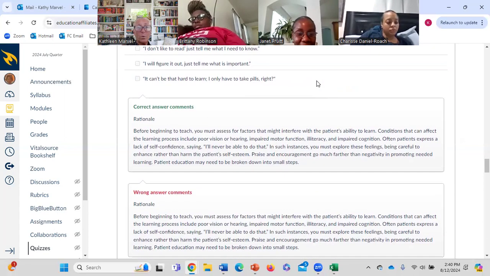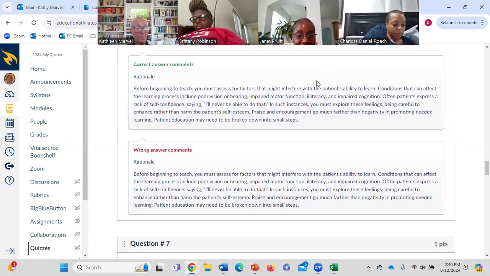Yes, ma'am. So let's look at the rationale here. Before beginning to teach, you need to assess for factors that might interfere with the patient's ability to learn. Low literacy is very common, and I don't say that condescendingly. There are a lot of clients that have low literacy about their condition, their diagnosis, the plan, the treatment. Conditions that can affect the learning process could be vision issues, hearing impairment, impaired motor function, illiteracy, or maybe they can't comprehend, impaired cognition.